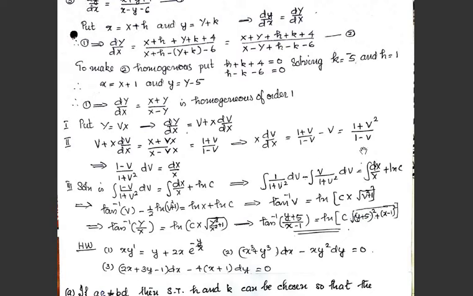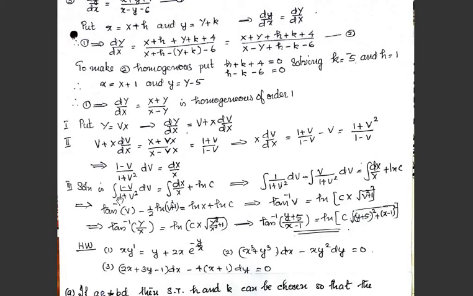Taking LCM, 1 minus v into 1 plus v, we get (1 plus v square) by (1 minus v). Now separating variables, we get (1 minus v) by (1 plus v square) dv is equal to dX by X.